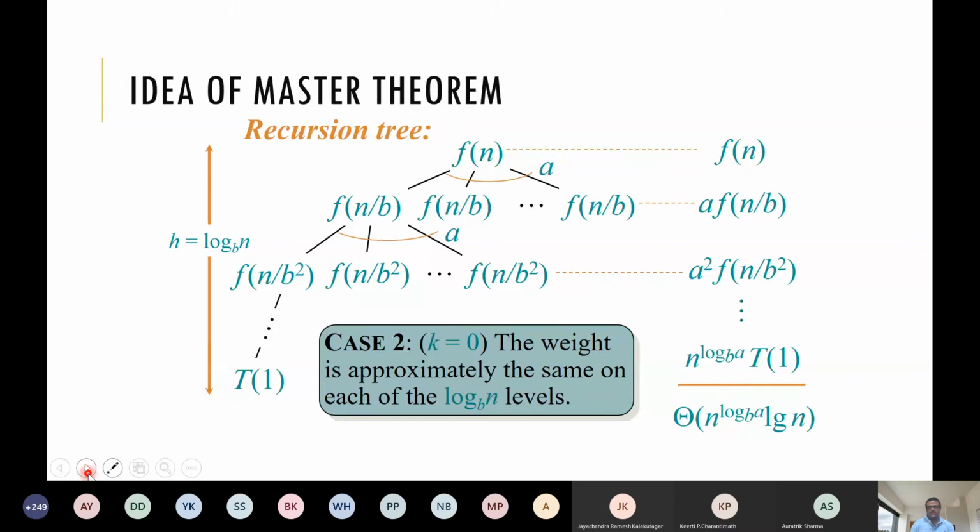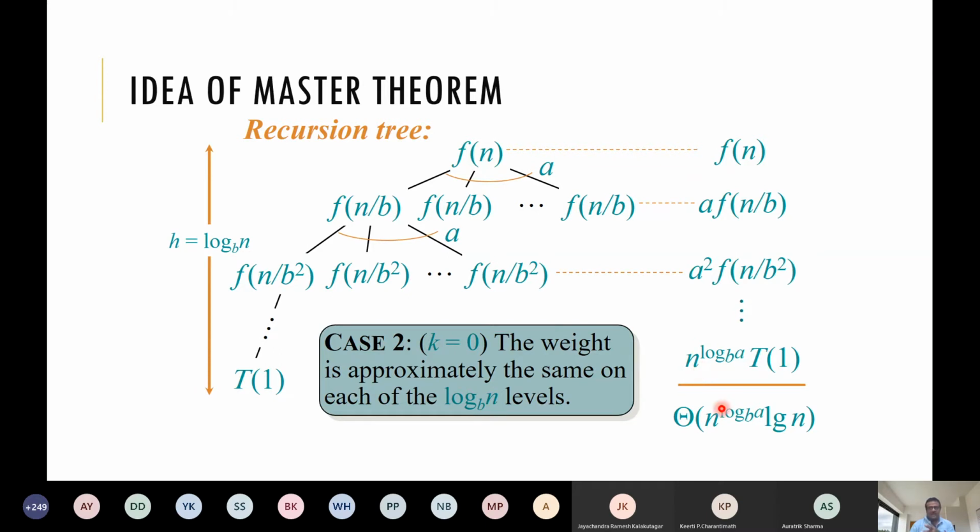And what about case 2? In case 2 we take k equal to 0. If k is equal to 0, then f(n) and these are similar, so all the levels are the same, and their same value is n to the power log a base b. Now what is the height? Height is log n. So what is the total cost? Total cost will be log n base b into this.